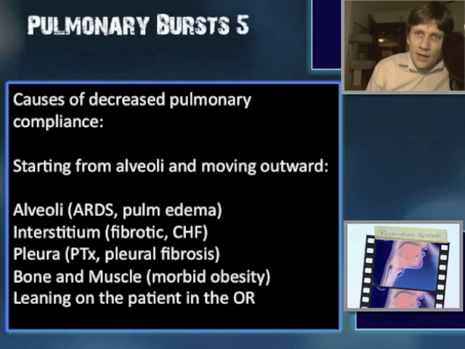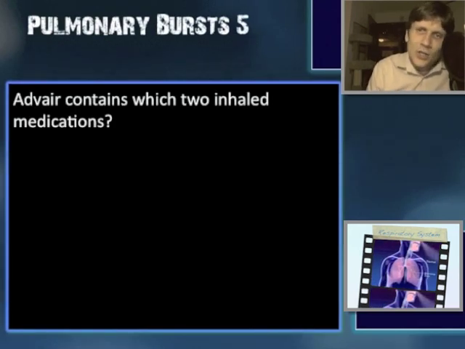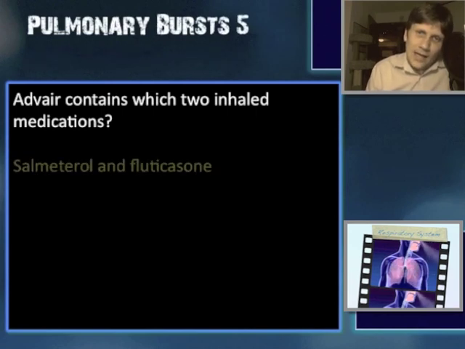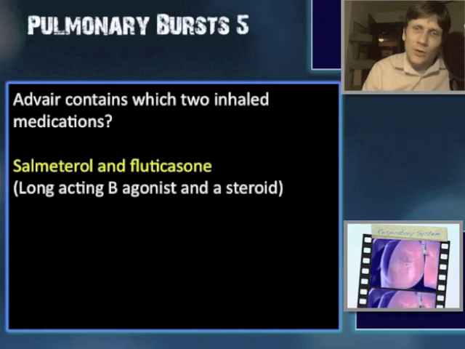Again, a systematic approach to that is probably going to be the most useful. You can start from the alveoli and work your way out, or you can work from the thorax in. All right, last question. Strictly memorization here. Ready? Advair. Advair contains 2 inhaled medications. What are they? Advair contains salmeterol and fluticasone. Salmeterol is a long-acting beta agonist, and fluticasone is a steroid.